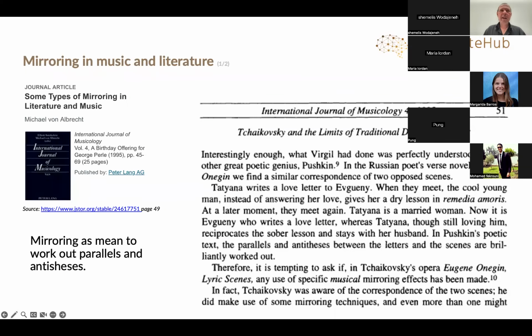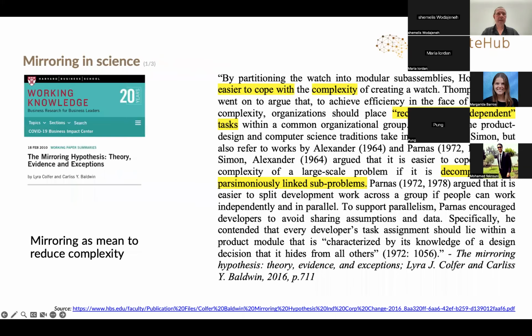It also can help you to work out parallels and antitheses, right? Tchaikovsky, work of Tchaikovsky. If you are interested to work out parallels and antitheses, take a look at that book. But it doesn't stop there. It's beyond music. It also can help you as a means to reduce complexity.